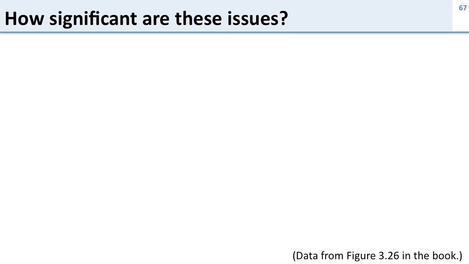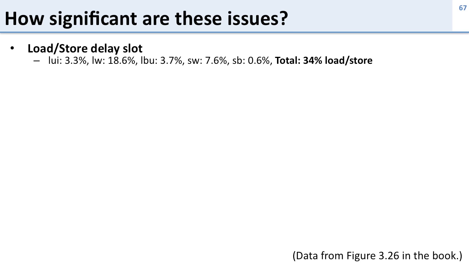So the data I'm going to talk about here comes from figure 3.26 in the book, and these are from particular benchmarks that are typically run to see how fast processors are. So let's take a look at the impact of the load, store, delay slot. If we go through a bunch of applications and look at what percentage of the instructions are loads and stores, we can see the results here. So load word is 18.6, store word is 7.6, and there are a few other load and store instructions. So in total, 34% of our instructions are loads and stores.